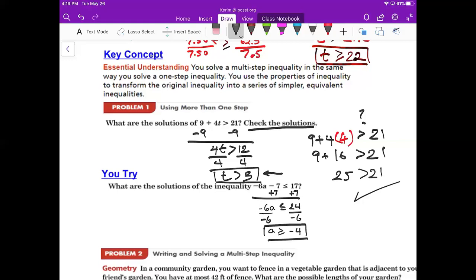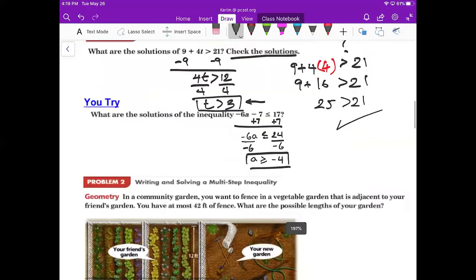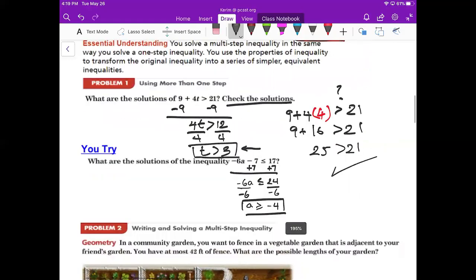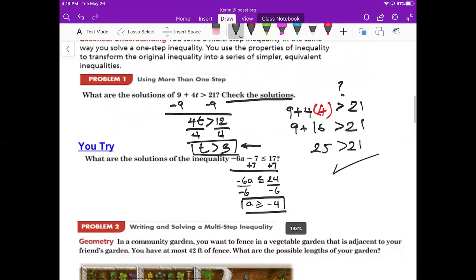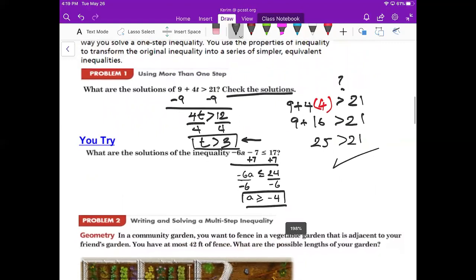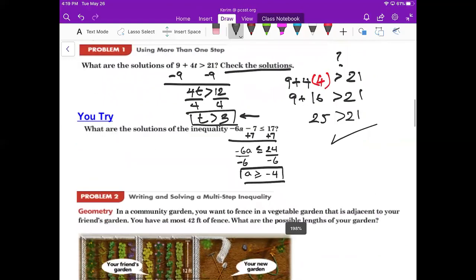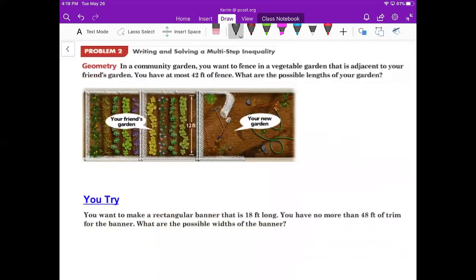If anyone has any question on problem 1, before I move on to problem 2. Everyone's good? All right, I think no response means everyone is good.